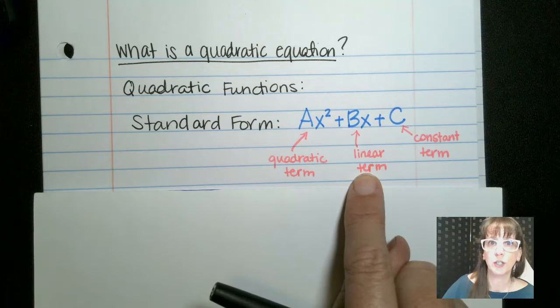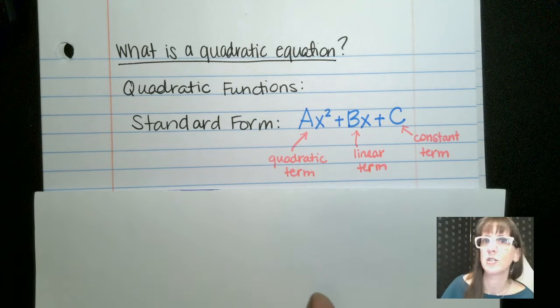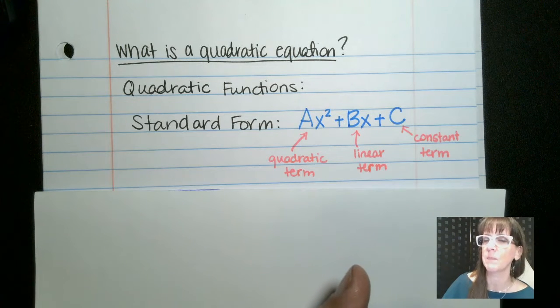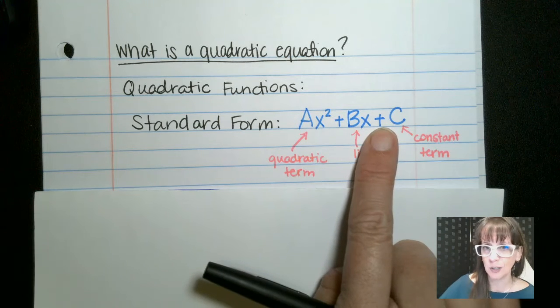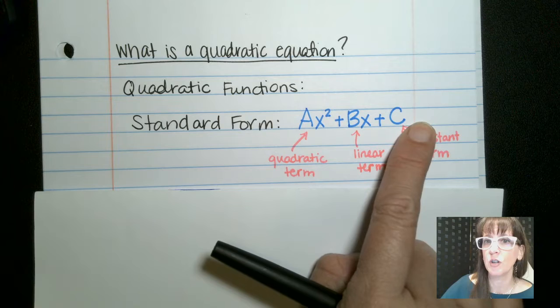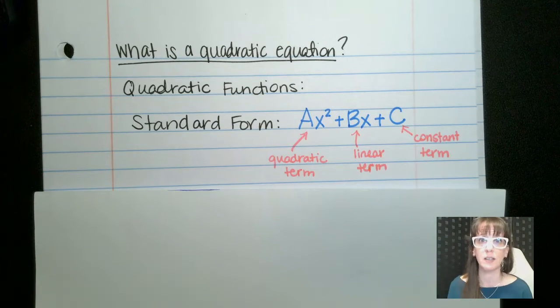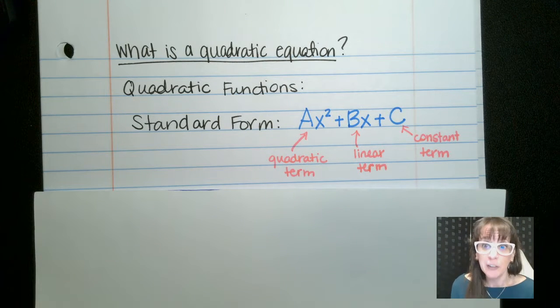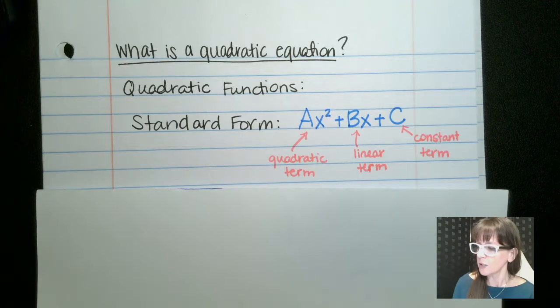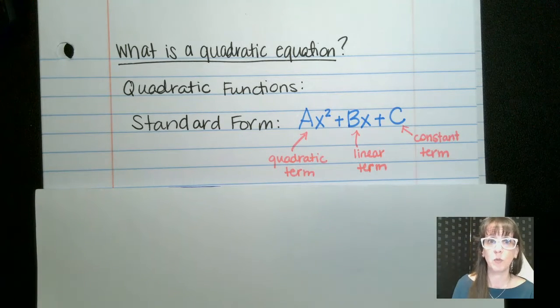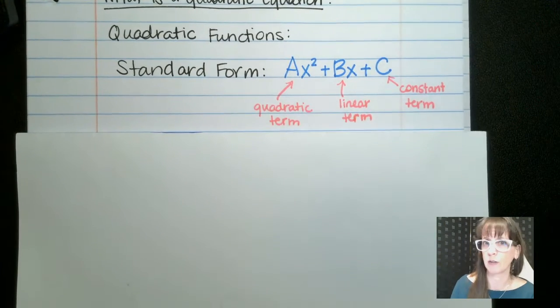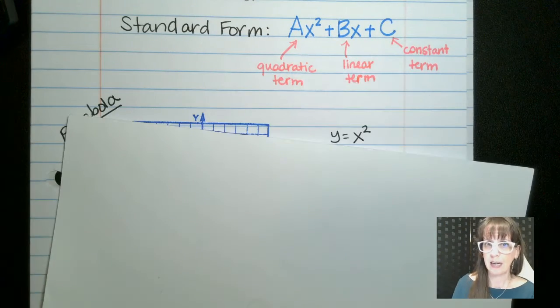This is our linear term because if you remember back to the equation of a line, y equals mx plus b, our exponent on our x is just 1. A constant term is called the constant because there's no variable that's going to change that value, so that's why it's constant. So these are our quadratic terms, our linear terms, and our constant terms when we have a quadratic function in standard form. So let's talk about this guy right here.